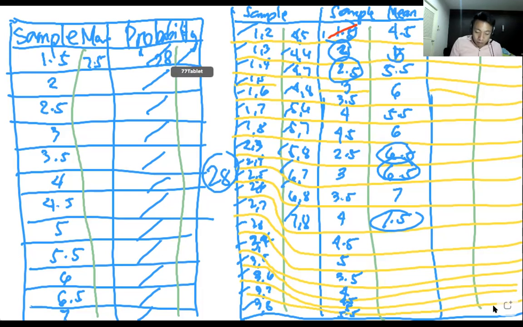1 over 28. Next, how many 2 do we have? Let's count 2. 1. Also 1. So I will put 1 over 28 still. Okay. How many 2.5 do we have? 1, 2. So we have 2. 2 over 28 or 1 over 14.